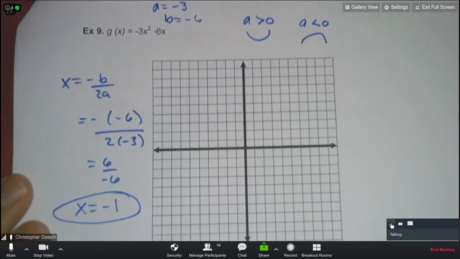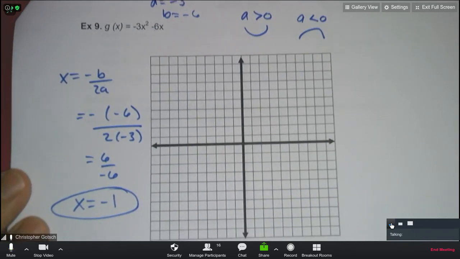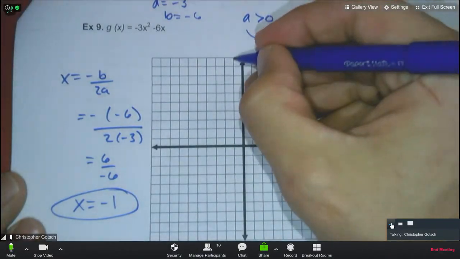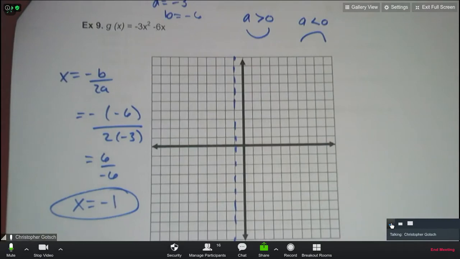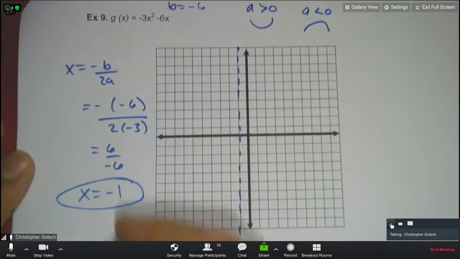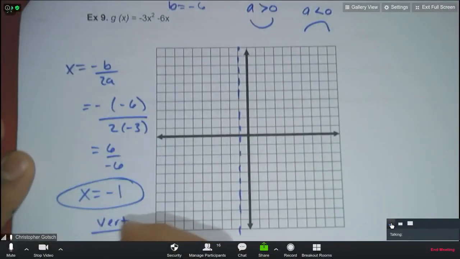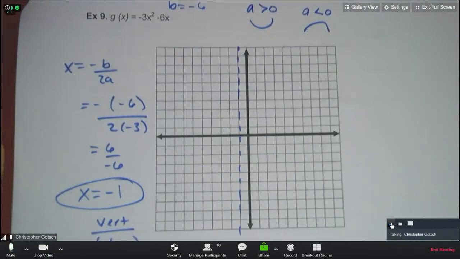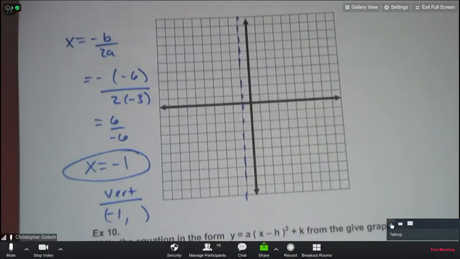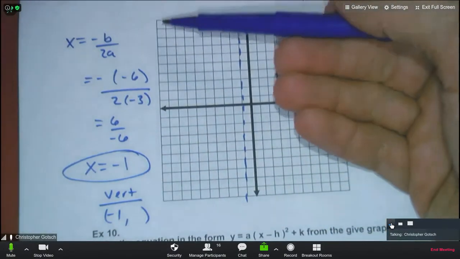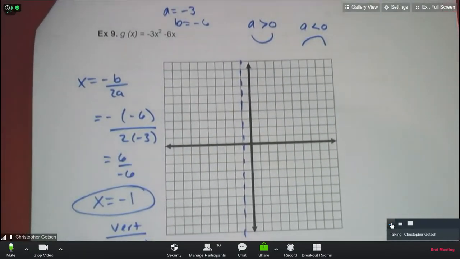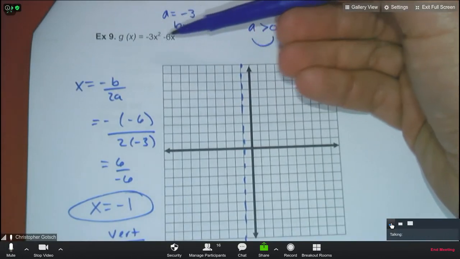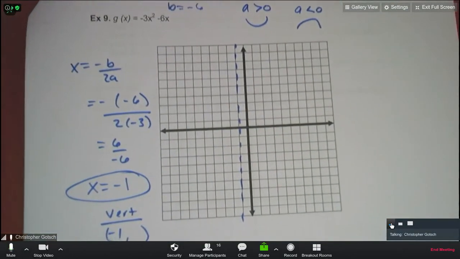You guys okay with that? Okay, so I'm going to graph that. So there's that axis of symmetry, and now I need my vertex. I know it's at -1 something, so it's somewhere on this line. I've got to find it. I could just plug in -1 here and here by hand, but I don't want to do that. Just throw it in my calculator.